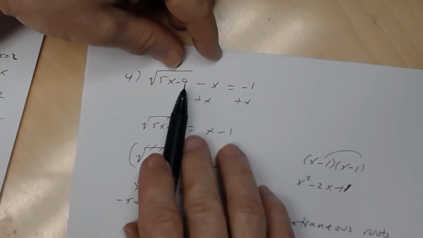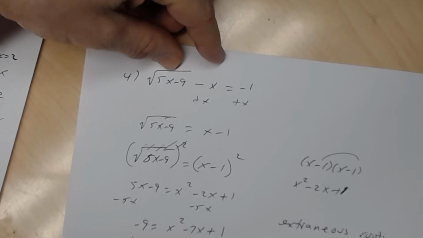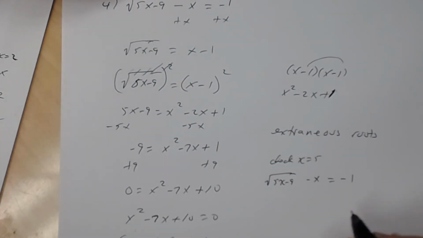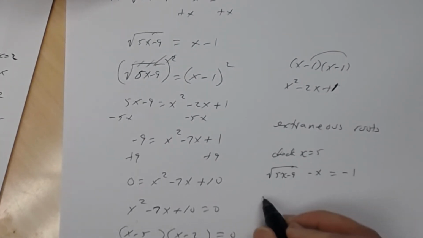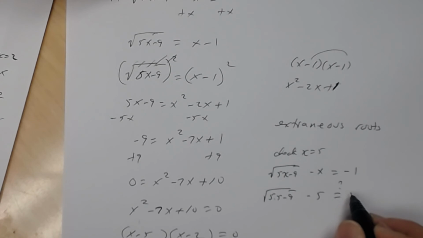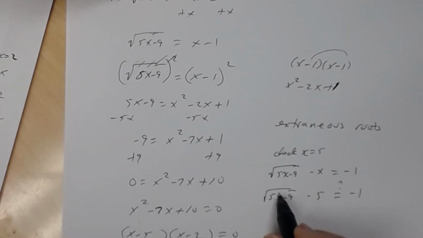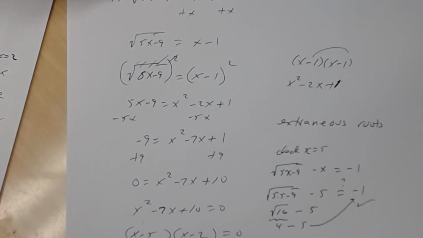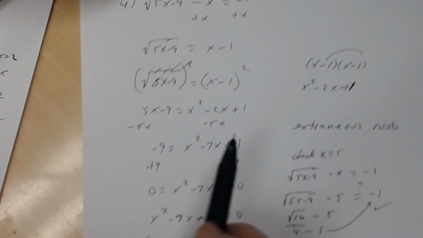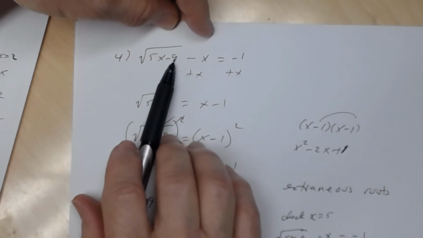All right, so here is the original. I'm going to just go ahead and rewrite it. Square root of 5x minus 9 minus x equal negative 1. All right, so where you see the variable x, I'm going to substitute 5. So I get the square root of 5 times 5 minus 9 minus 5, and I want to see if that's going to equal negative 1. Well, 5 times 5 is 25. 25 minus 9 is 16, so this is the square root of 16 minus 5. Well, the square root of 16 is 4, and 4 minus 5 is indeed equal to a negative 1. So 5 would be considered a solution to the radical equation.